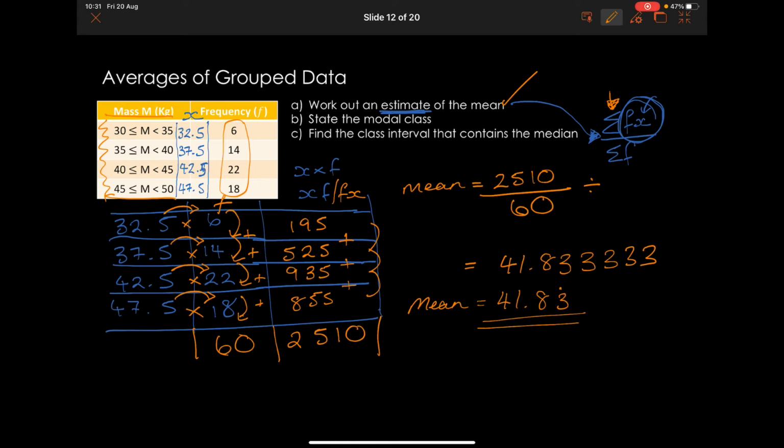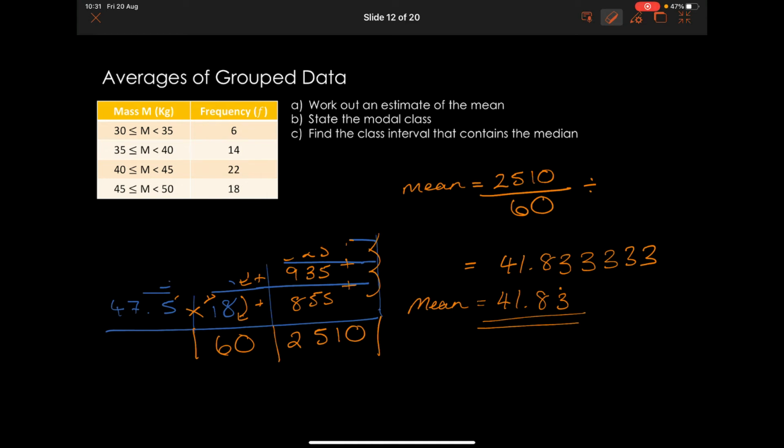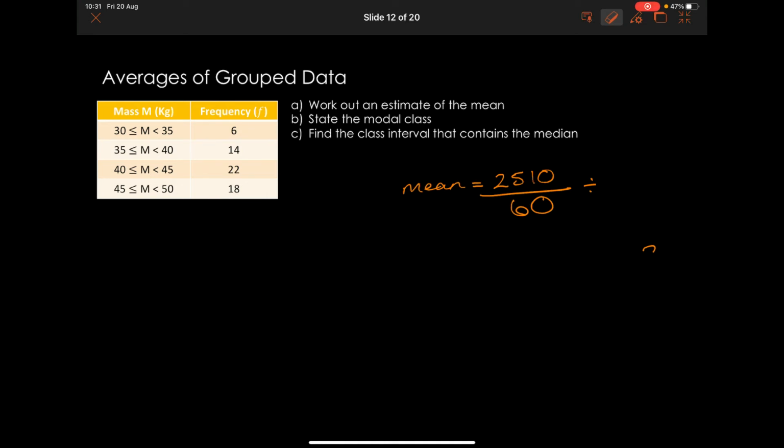The next thing that you had to do was work out the mode, the modal class. So what I'm going to do is, if you have taken all those notes down, I'm going to get rid of all of this. So you've done the mean. Modal class. Remember, the modal class is the mass that came up the most.